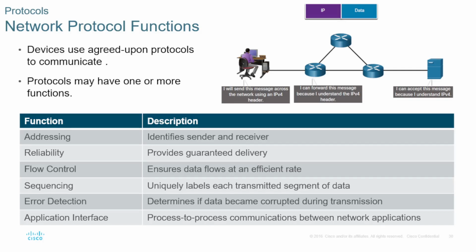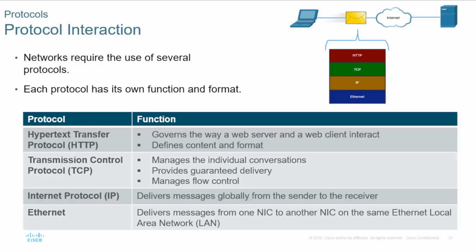the rate of data transmission to prevent overwhelming the receiver, sequencing to make sure that data arrives in the correct order, especially when it is split into multiple packets, error detection that identifies and reports errors that may occur during transmission so they can be corrected, an application interface which provides process-to-process communication between network applications, allowing programs on different devices to exchange data. By performing these functions, protocols allow devices to communicate effectively, maintain data integrity, and enable smooth interaction between applications over the network.